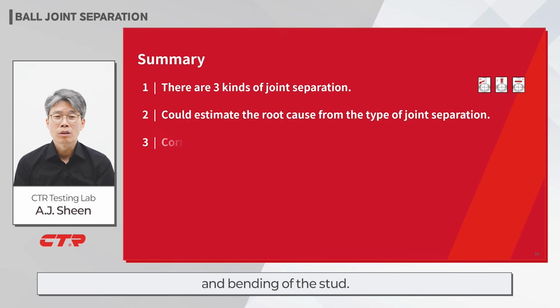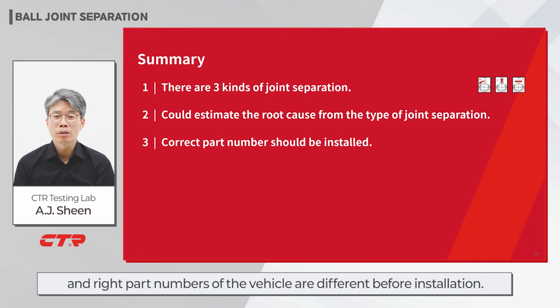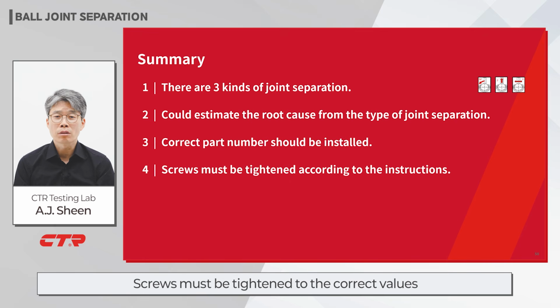We should install the joint with the correct part number. We must check whether the left and right part numbers of the vehicle are different before installation. Screws must be tightened to the correct values according to the instructions. They should not be over-tightened nor under-tightened.